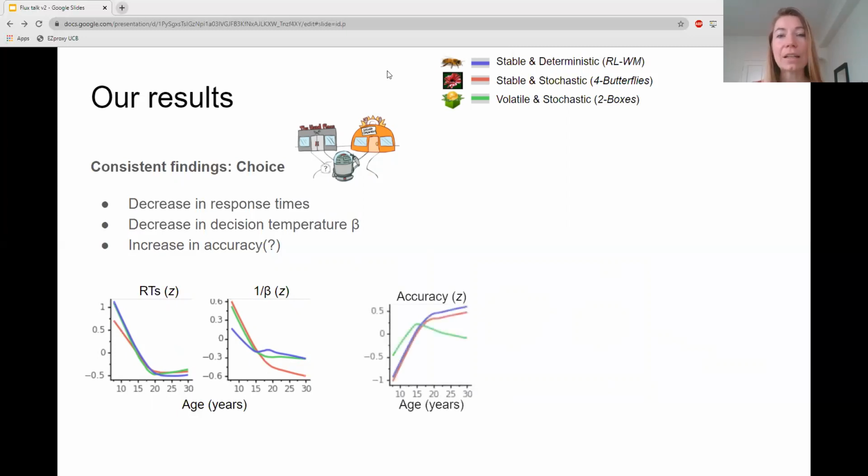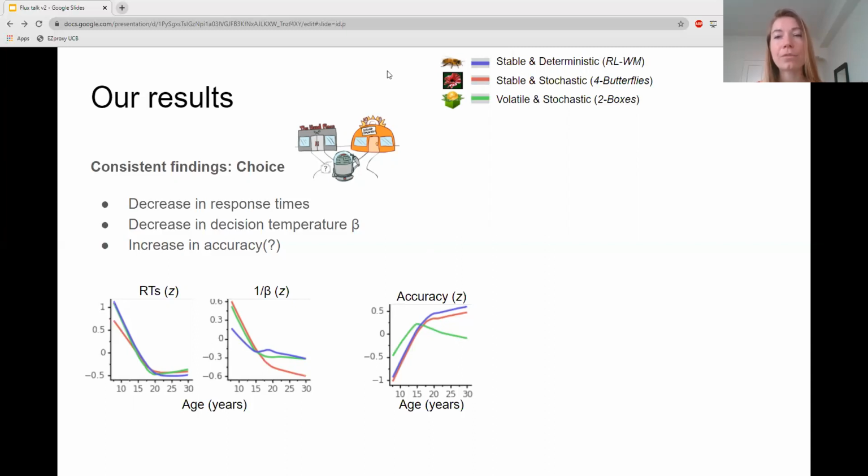Accuracy increases very consistently in the RLWM and 4 butterfly task with basically identical trajectories. But like I mentioned before, in the 2 boxes task, the peak is during adolescence. Altogether, all of these patterns are consistent with the previous literature. We even highlight some special role for puberty. So how about the parameters that used to be contradictory?